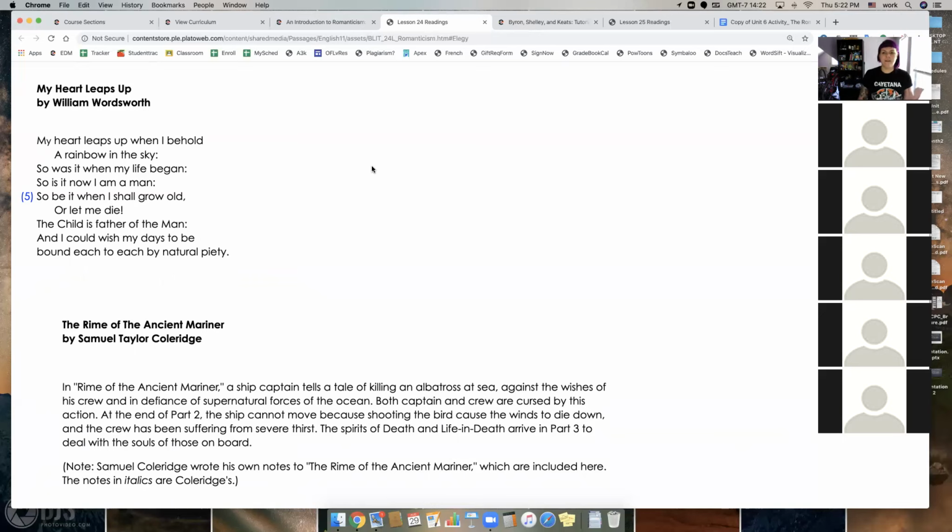So I've always been excited by rainbows from when I was a kid to now when I'm old. So shall it be when I grow old or let me die. I hope that as I get even older, I still enjoy rainbows. The child is the father of man, and I wish my days could be bound to each by natural piety.